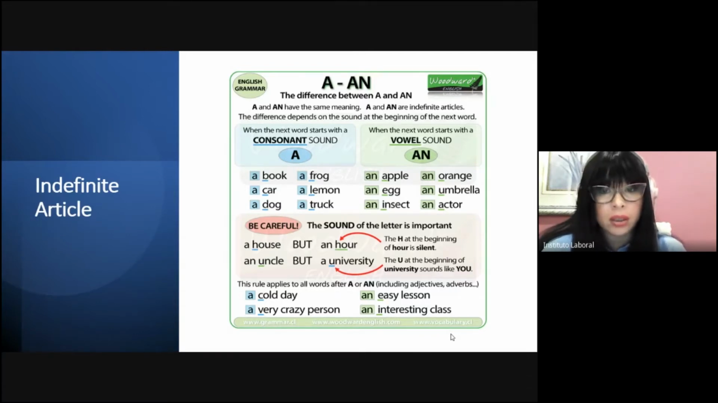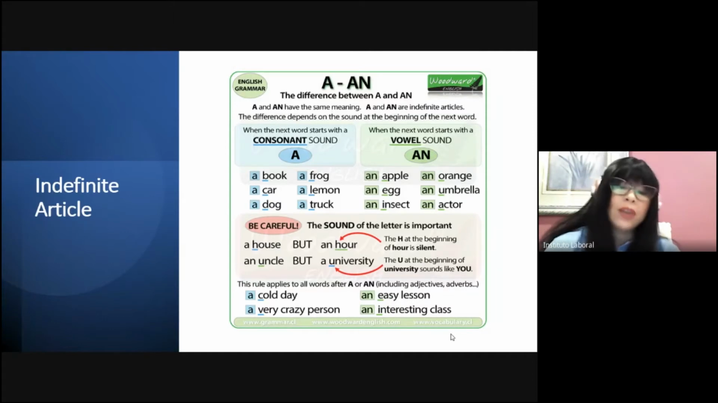An uncle. But sometimes the vowel begins with a different sound. The U in uncle sounds like a vowel, but university doesn't sound like a vowel. It sounds like a consonant. University. So we use a university. Those are two exceptions. Okay, remember every rule has an exception.